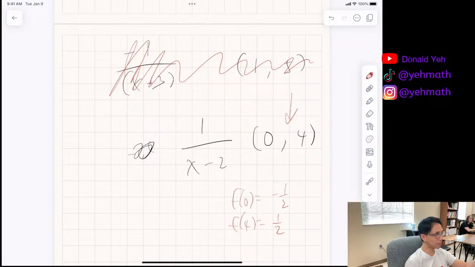Yes. So you know there's an asymptote at 2. You have the denominator equal to 0. Got it?